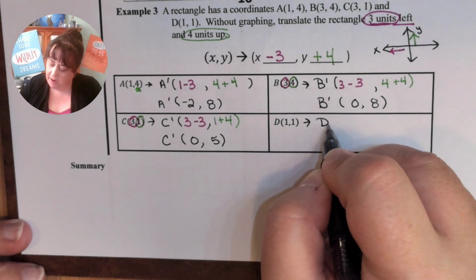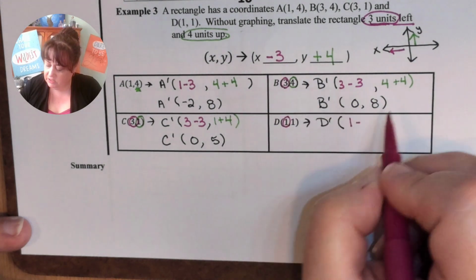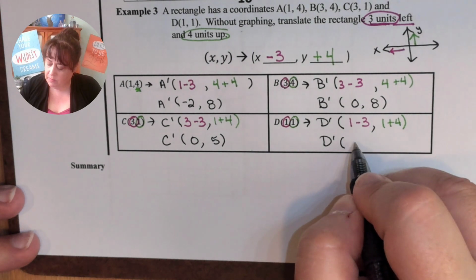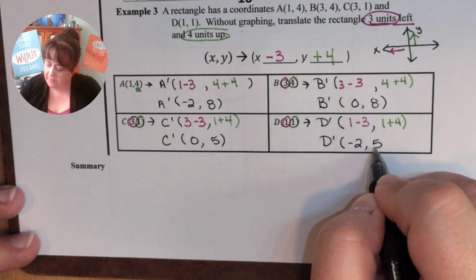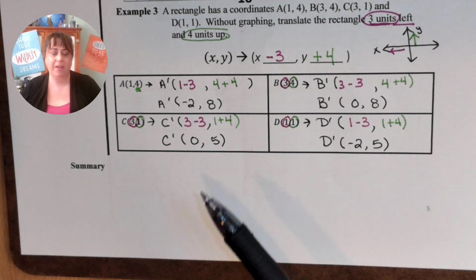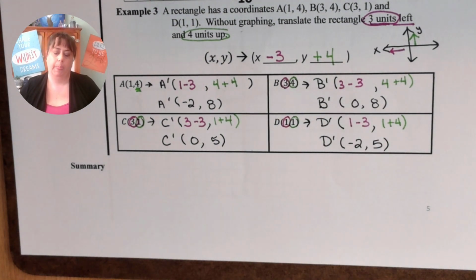And then we have D prime is going to be this 1 minus this 3, and this 1 plus this 4. So D prime, 1 minus 3 is a negative 2, and 1 plus 4 is 5. And so now we did translations without even using the graph. What we did was we used this as an equation and did substitution. So there you have it. We did translations by moving the figure around the coordinate system by using adding and subtracting on our coordinate plane.